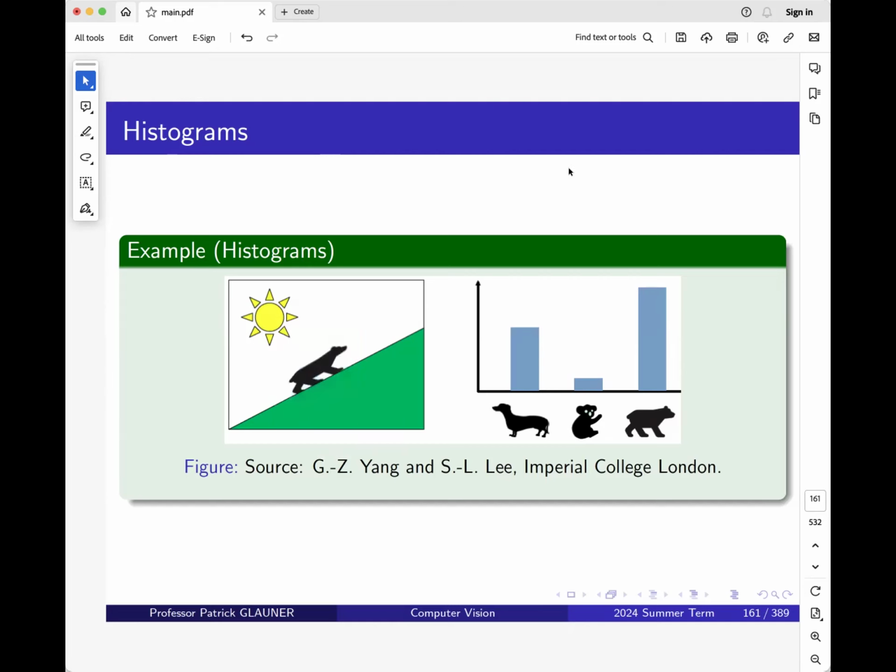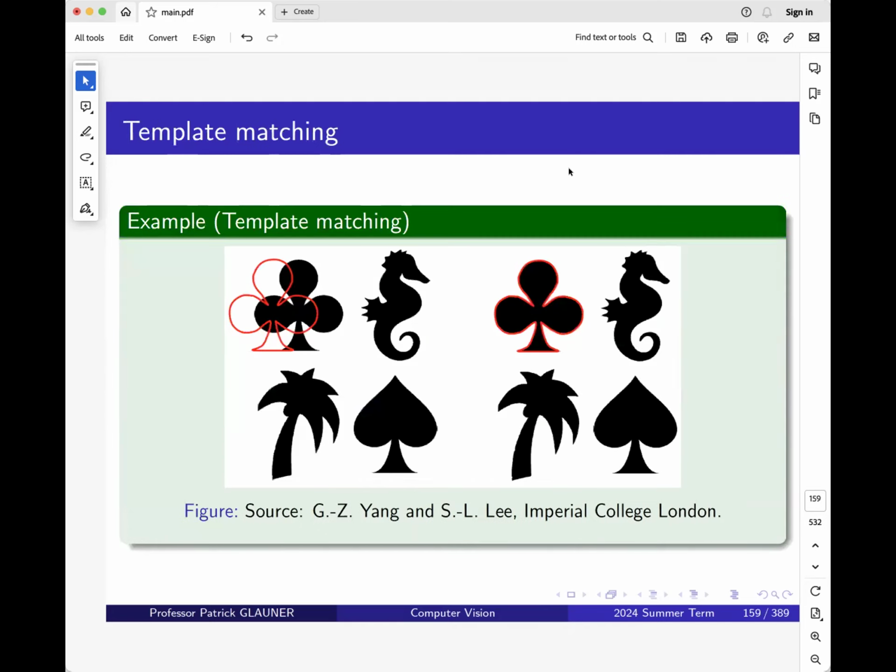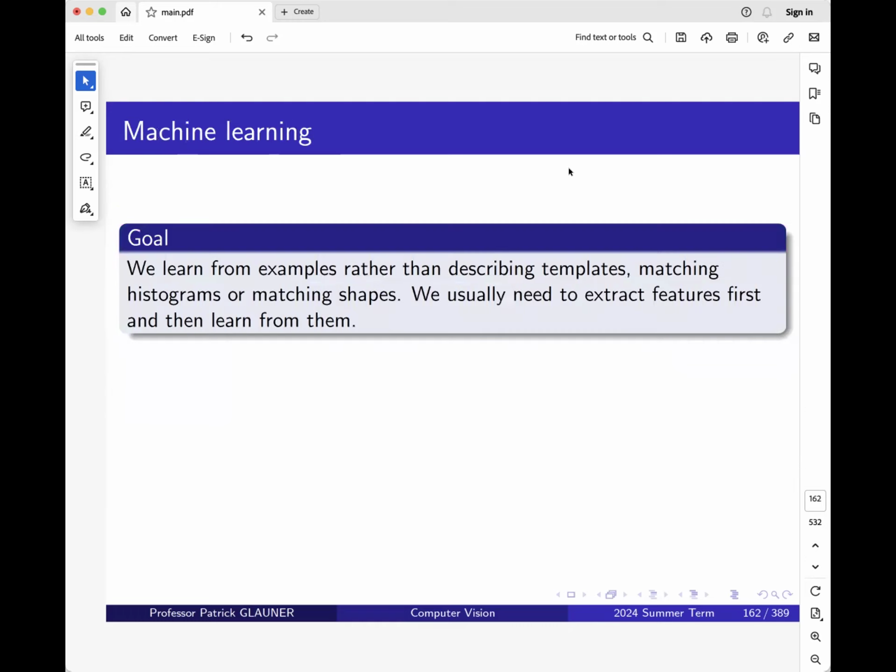Don't always just aim at building a big deep learning system or neural network, which may be helpful for very complex problems, but it also comes with a computational cost and more complexity. So maybe histograms and template matching can still be useful for certain problems. And that's why we briefly discussed them in this course.